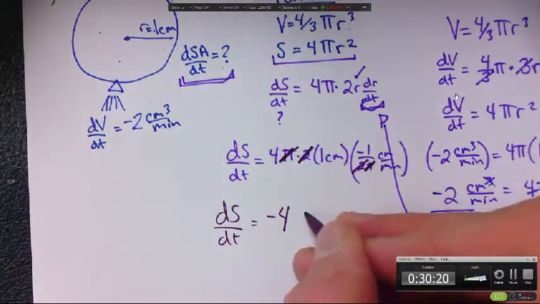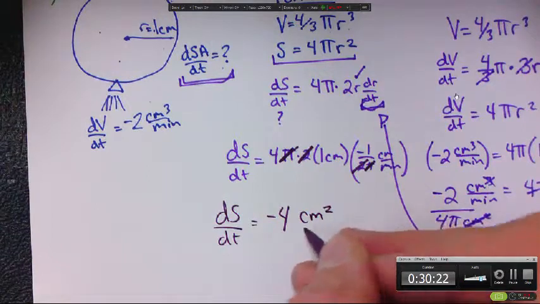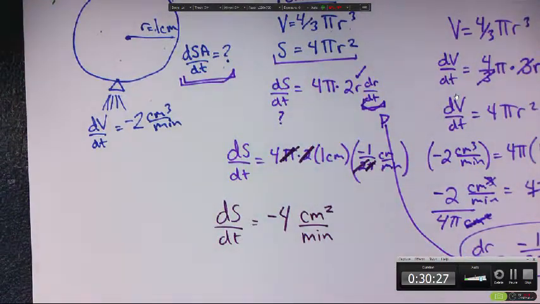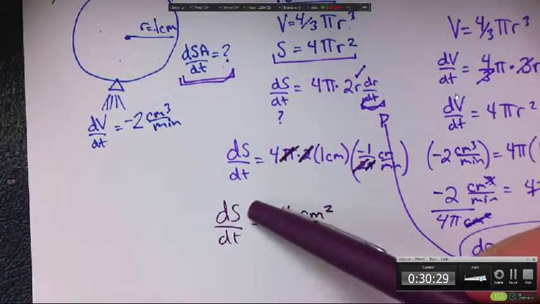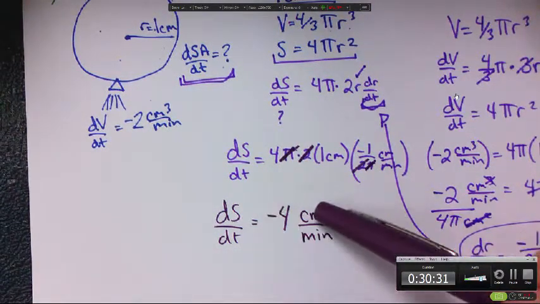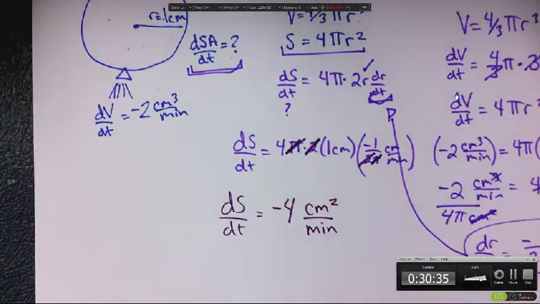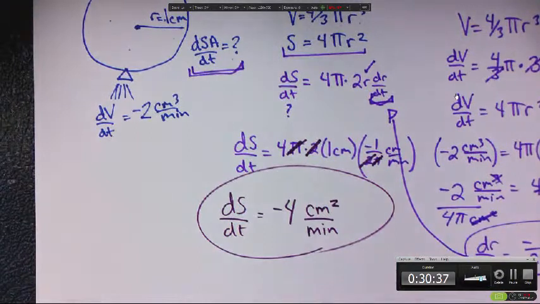Centimeters times centimeters is centimeters squared per minute. Our units match what they should. Surface area is measured in units squared, centimeters squared, over time. Time is measured in minutes in this problem. Our units match what the question's asking for.